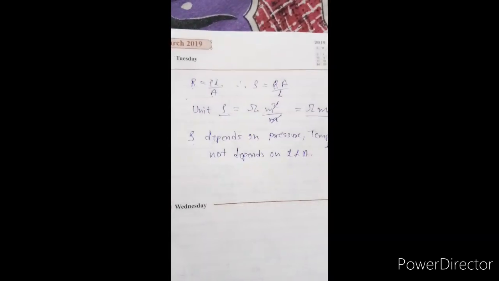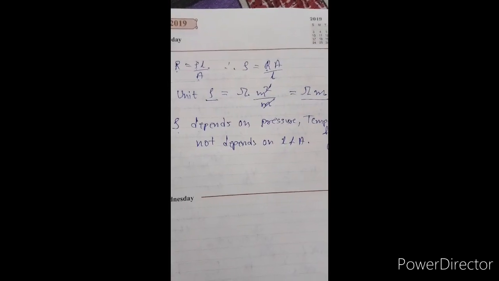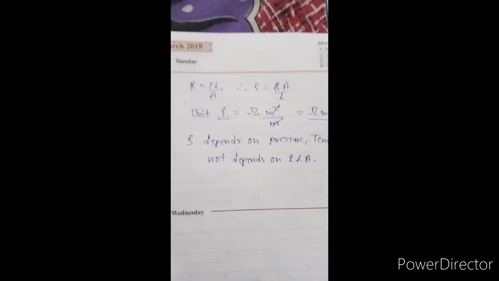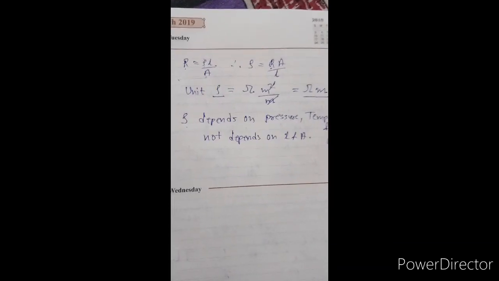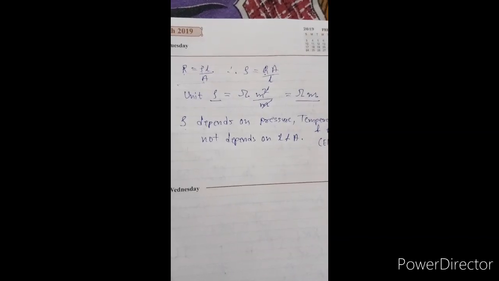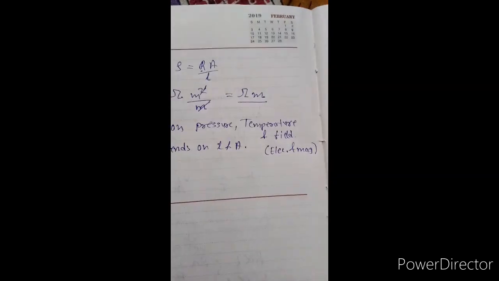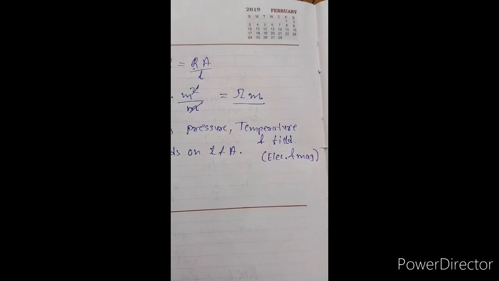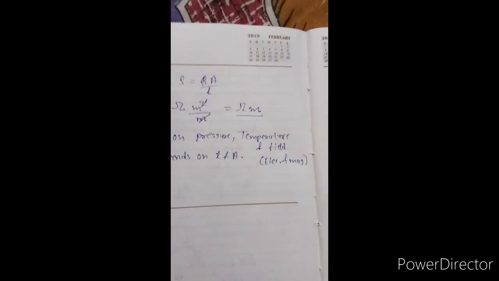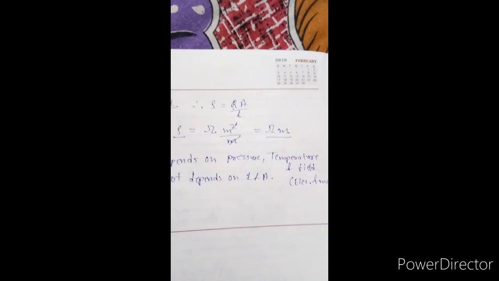From this you can say that R depends on length and area. If you increase the length, resistance will increase. If you increase the area, resistance will decrease. But rho does not depend on these two quantities. Rho, meaning resistivity, depends on three factors, which are pressure, temperature and electric and magnetic field. Unit of resistivity is ohm into meter.